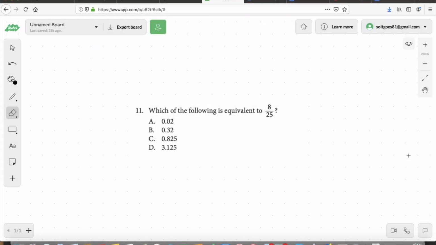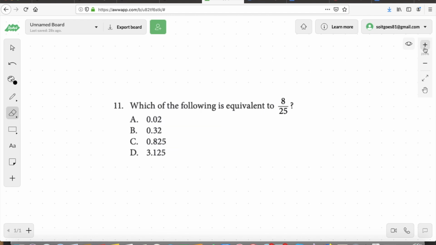Okay. Go to question number 11 for me, please. Which of the following is equivalent to 8/25? 8 over 25. Okay, 8/25 is close to what fraction? I don't see it. How many times is 8 going into 25?